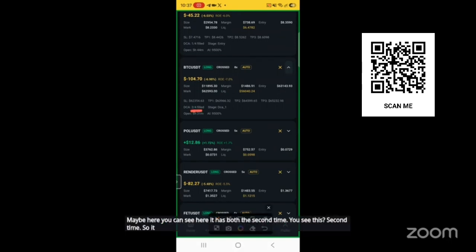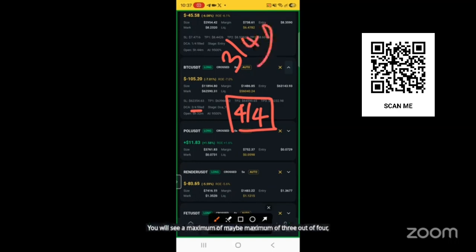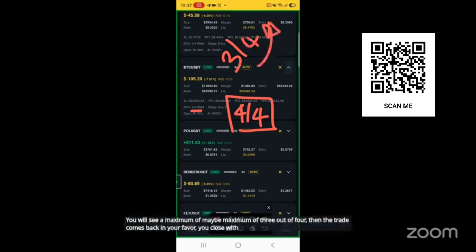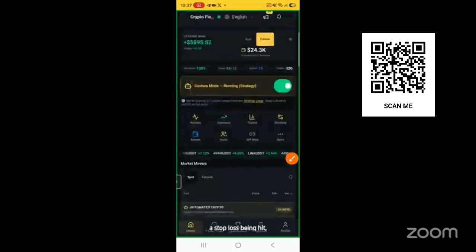So it is very hard to see any trade having 4 out of 4, especially now that they have refined the trades that we are trading. It is very hard. You see a maximum of 3 out of 4, then the trade comes back in your favor, you close with a bigger profit. It is very hard to see a stop loss being hit, especially with this new list of coins.